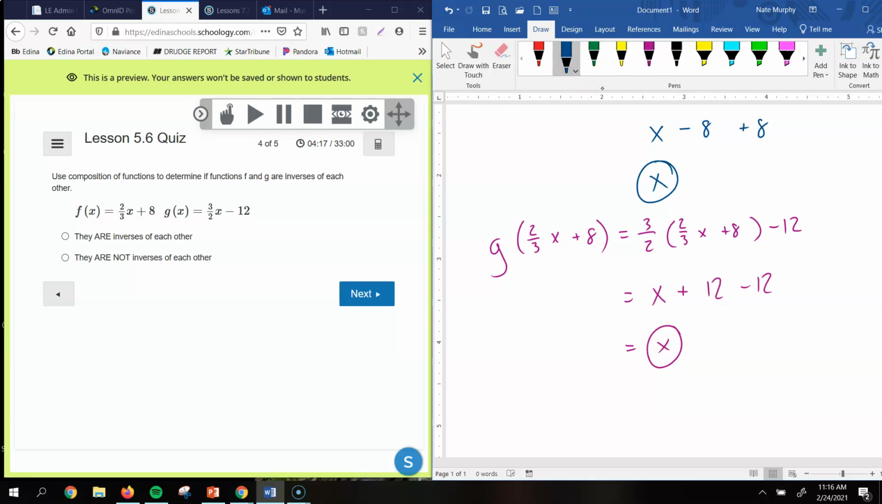So the fact that these simplify to both be just plain old x tells me that, yes, these are inverses of each other.